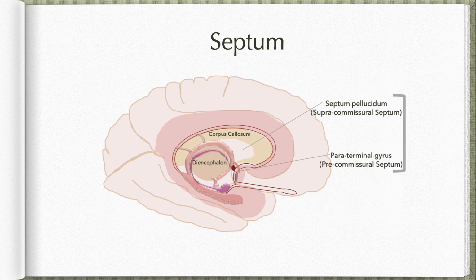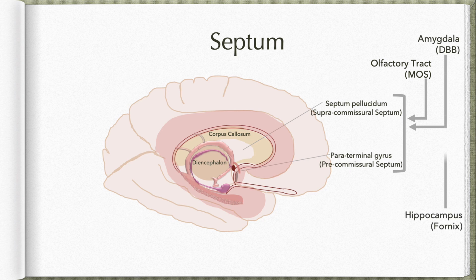So coming to the inputs for this septum, it receives inputs from the olfactory tract through the medial olfactory stria. It receives input from the amygdaloid nucleus through the diagonal band of Broca. It receives input from the hippocampus through the fornix, and it receives information from the monoaminergic neurons in the brainstem through the medial forebrain bundle.